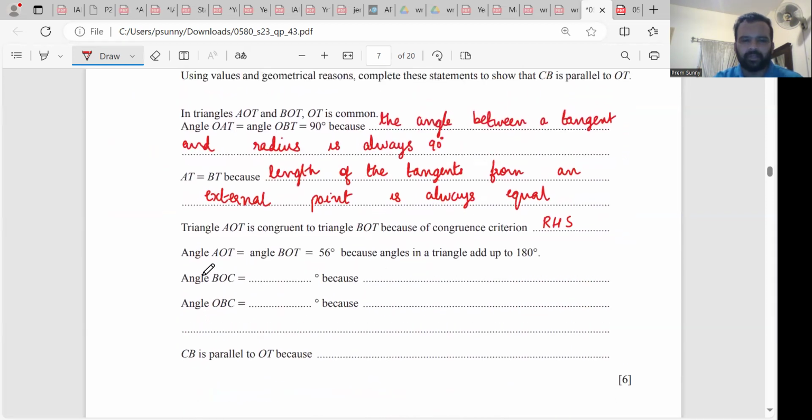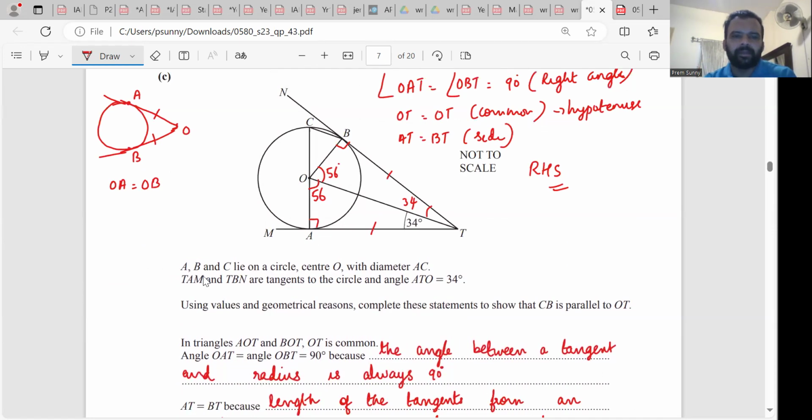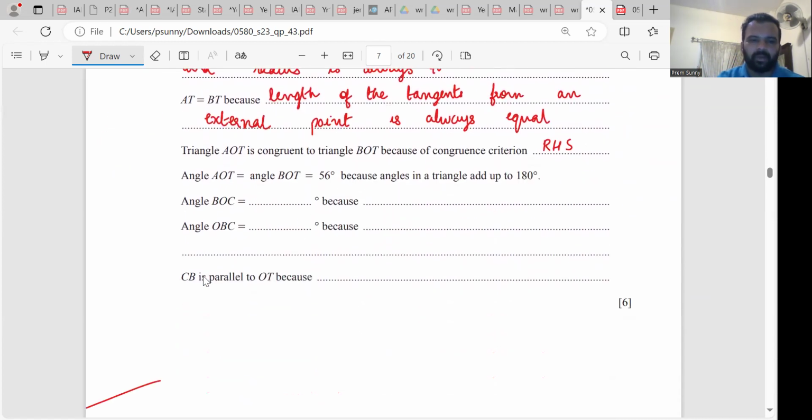Angle BOC, we need to find out and give the reason. Angle BOC is the angle they are asking for. Angles on a straight line add up to 180, so from 180 you subtract 56 and 56, and you get 68. So we got 68 degrees. The answer here is angle BOC is 68 degrees.